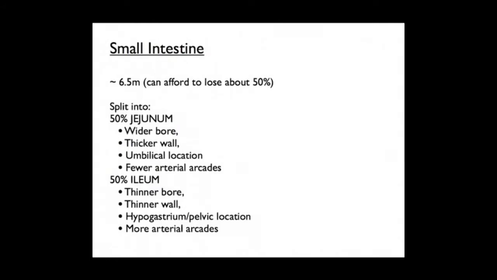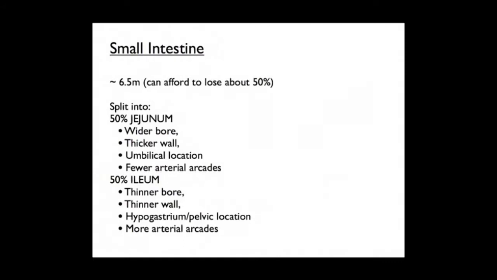So, the small intestine. The small intestine is about 6.5 meters on average in length. You can actually afford to lose about 50% of this and still have a functioning bowel. We split it 50-50 into jejunum and ileum.